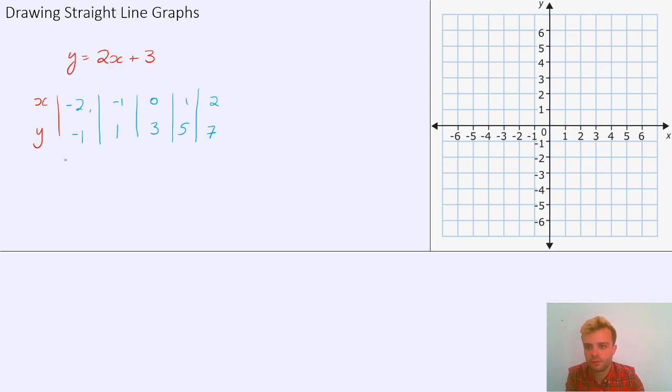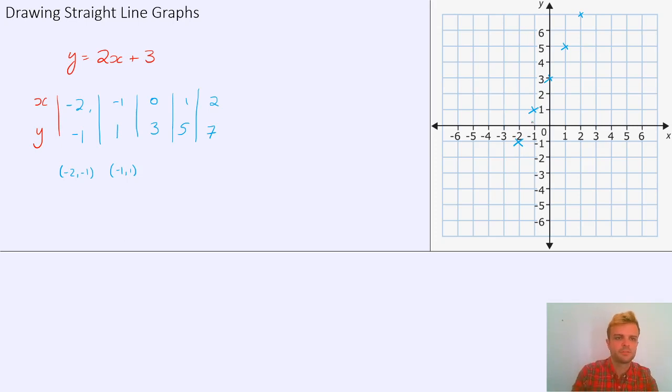Now, like I said, the reason why we did that is because now we have a list of coordinates. We've got -2, -1, then -1, 1, etc. Each of these is a coordinate which we can plot on this grid, and then hopefully we'll have a nice straight line. So -2, -1: we go across -2 and down to -1 as our first point. -1, 1, that's here. 0, 3. 1, 5, we're in this kind of space. For 2, 7 would be up here. So those are our points, and then we join them up. We just get a straight line.